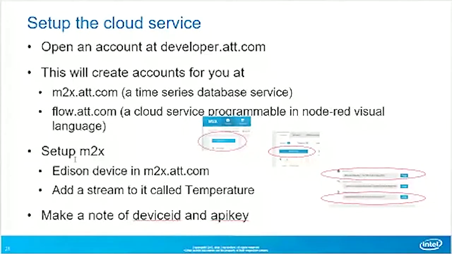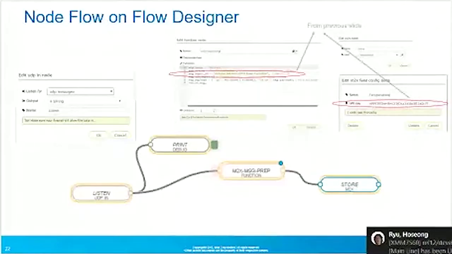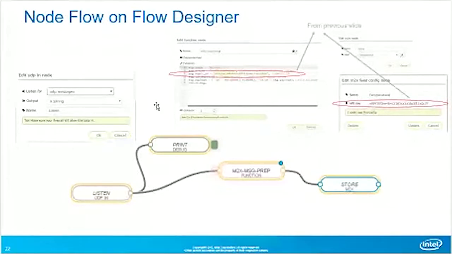We also need to set up the M2X time series database so that the Edison device is present inside M2X, so that it can stream its data into M2X to a stream called temperature. Once this setup is done, two keys are given, and we need to make a note of those two keys so that we can attach them at a later point. Now we go into AT&T's Flow, and we create a flow inside AT&T.